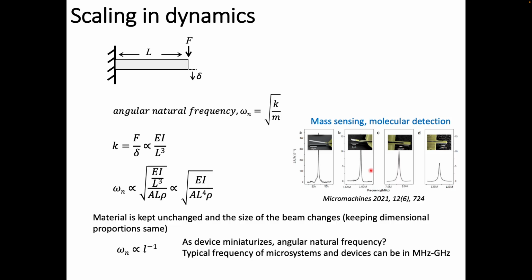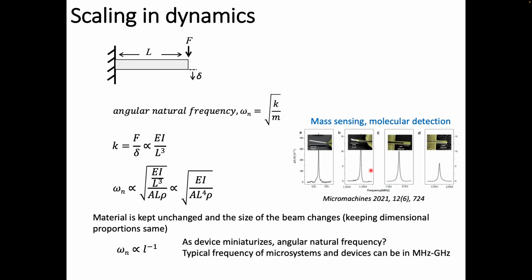Because of this large frequency, people use this simple cantilever for mass sensing and molecular detection. Imagine the natural frequency is now very large, so even a very small change of mass can be detected. People coat this beam with specific ligands, where some kind of bio object can be attached.